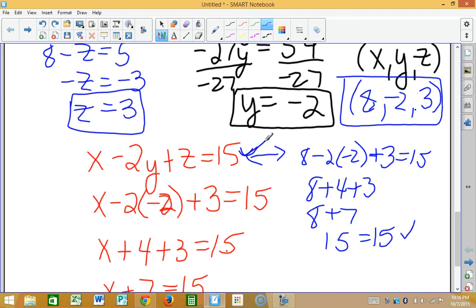So our answer, as you can see here, is 8. Pretty rough 8. I'm going to fix that up a little bit. 8, negative 2, and 3. So that's what you should be doing to solve 3 variable systems. Use the elimination method. I think that's the easier way to go. So that's it for lesson 2.2. Good luck, and get to work on that homework.